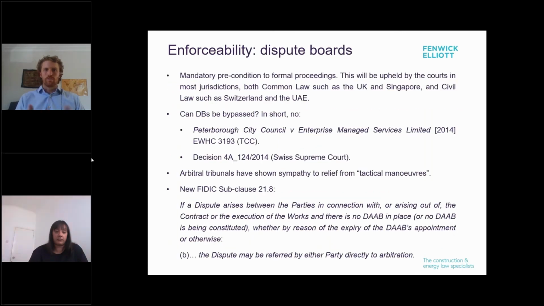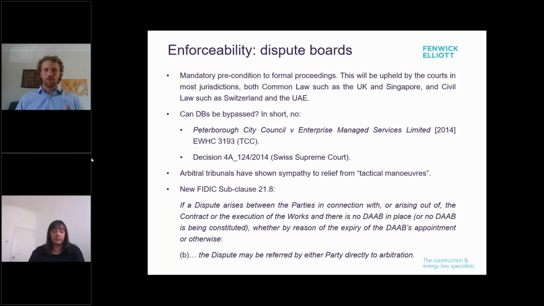To dispute boards and enforceability, dispute boards are intended to be a mandatory precondition to formal proceedings, and this is broadly accepted and enforceable everywhere. A common issue, however, is if and when a dispute board can be bypassed in any circumstances. The two leading cases on this issue come down on different sides.